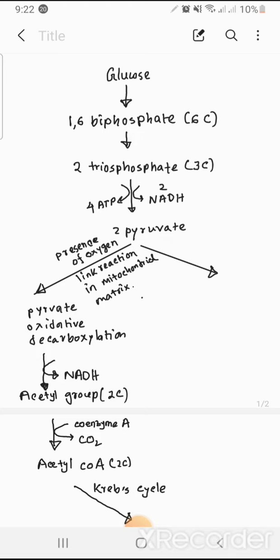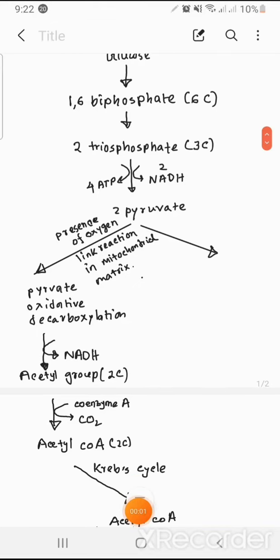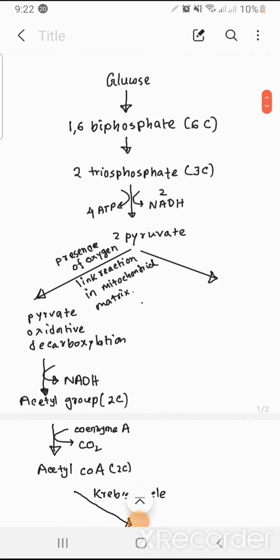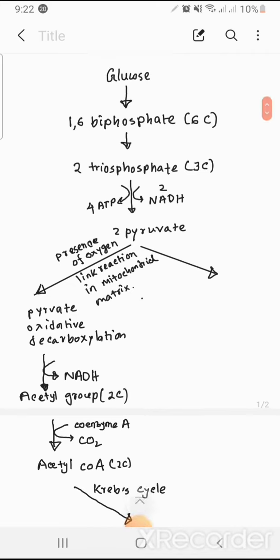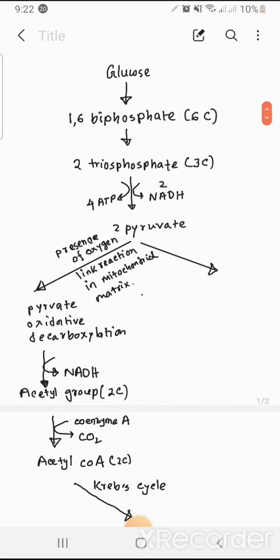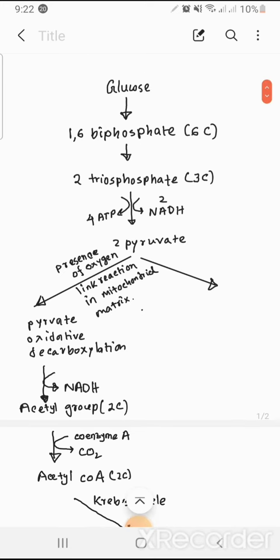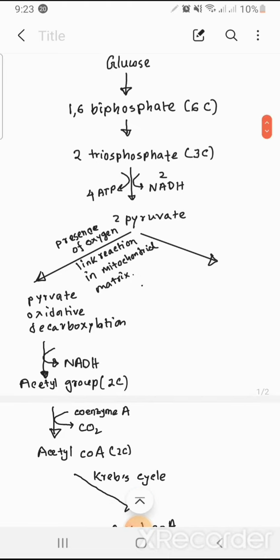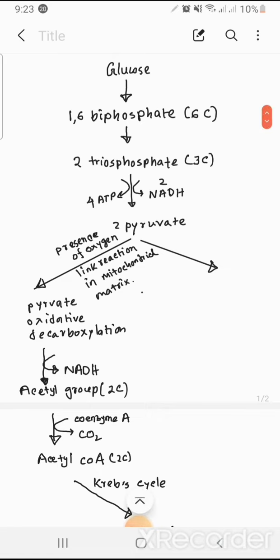The process of breaking down glucose is called glycolysis. Where does it happen? It happens in the mitochondria. But how? Now here's the thing. Glucose at first is converted into glucose 1,6 biphosphate. So glucose gains a phosphate, right? And this is called phosphorylation.